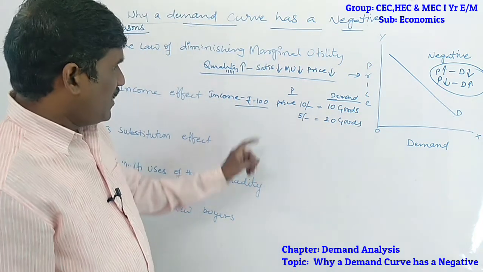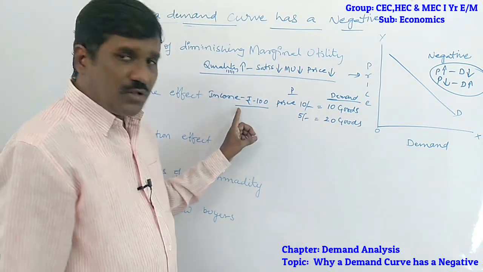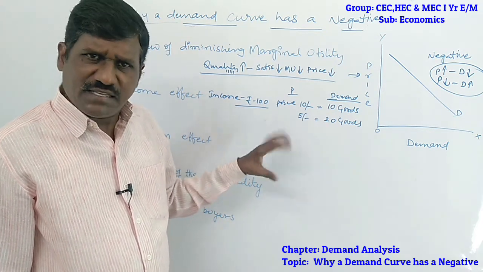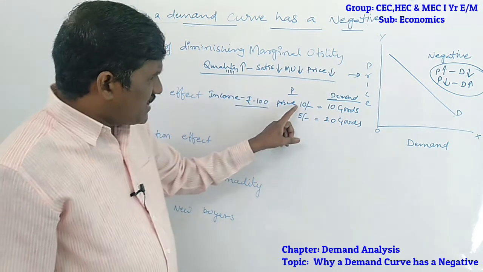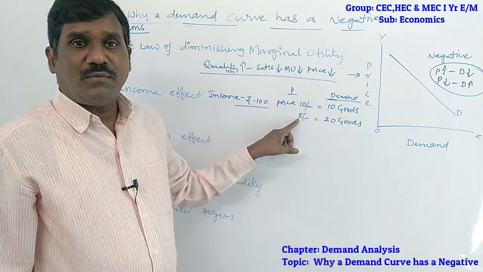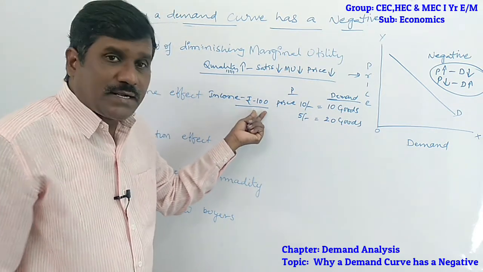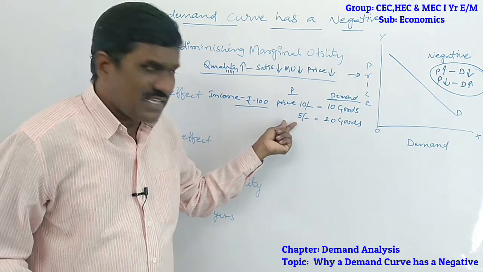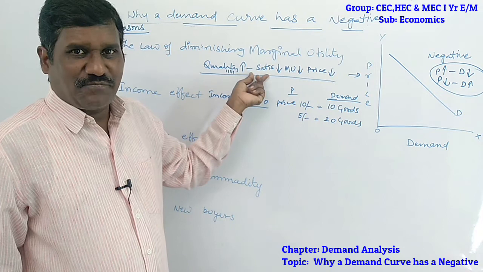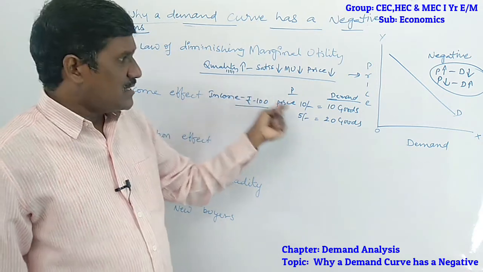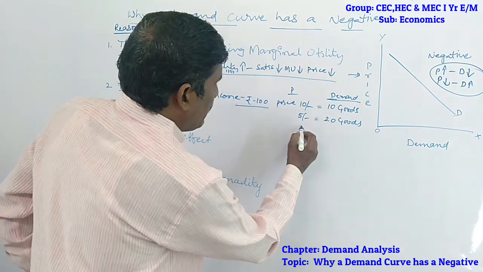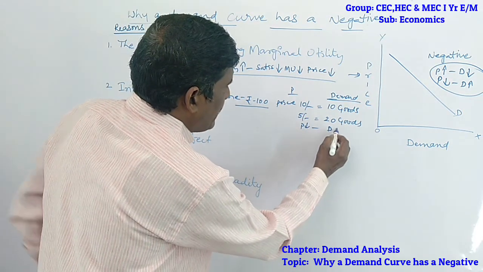Okay. So any changes in income? No. Any changes in taste? No. Any changes in other factors? No. Only the change in the price of the commodity. The real income of the consumer increases. When the price of the commodity decreases, the real income increases. So when the real income increases, the demand for the commodity increases. See here, price decreases, demand increases.